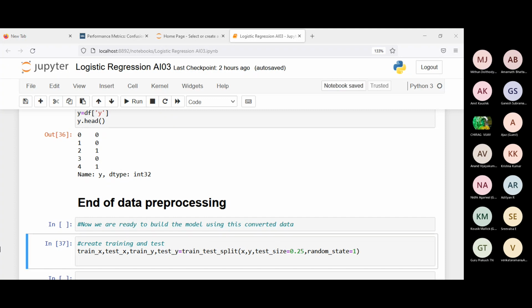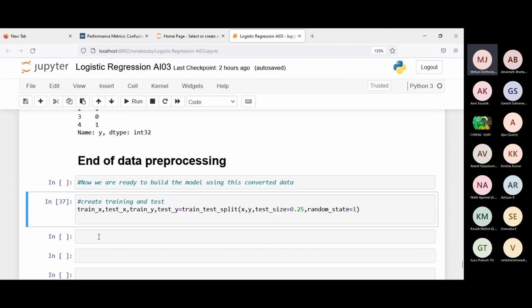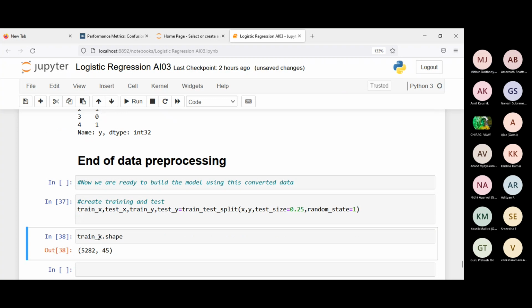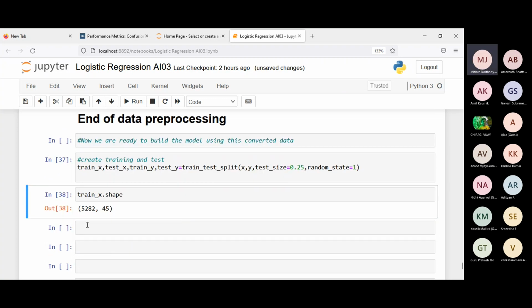Okay, so let us just examine the shape of each of these things, guys. First, let's examine the shape of train_x. 45 columns, that remains the same. Approximately, if you take 75% of roughly 7,000, it should come up to around 5,282.